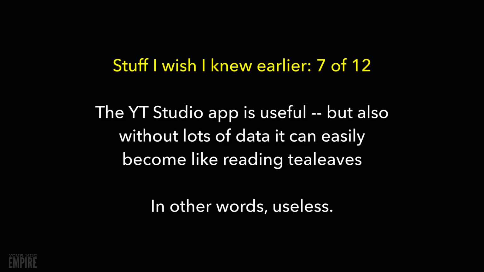Number 7 is about the YouTube Studio app. Now, looking at the data is useful, but without enough data, it can easily become like reading tea leaves. In other words, it's giving you junk information. The percentages can be wildly off because you just haven't got enough impressions, you haven't got enough views. So don't spend too much time in the app. In fact, Ed from Film Booth even suggests to just delete it from your phone. It's more trouble than it's worth.